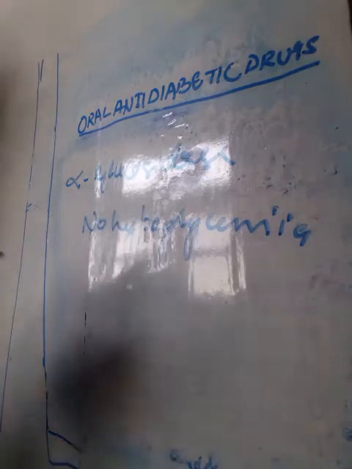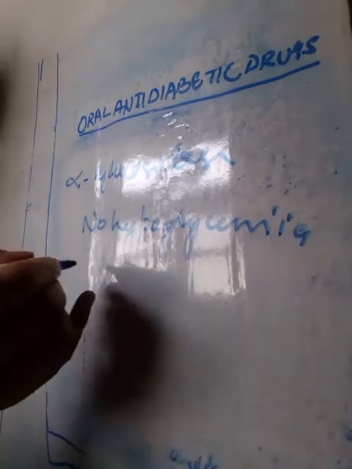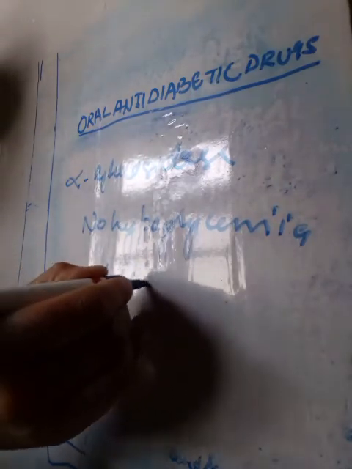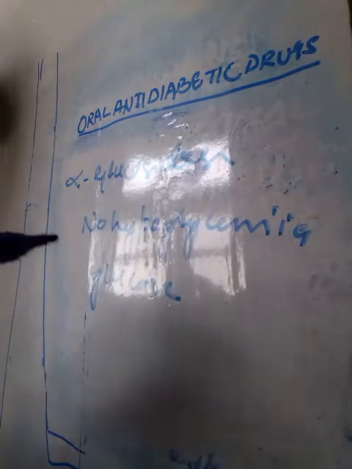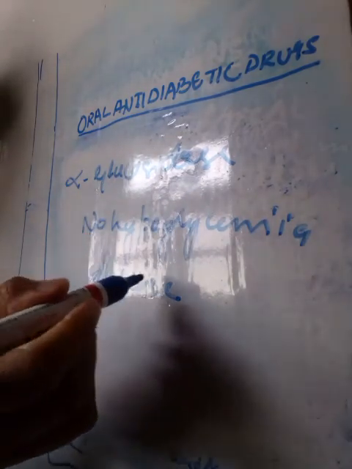However, if used with other antidiabetics and hypoglycemia occurs, then glucose should be given instead of sucrose, because sucrase is also inhibited by alpha-glucosidase inhibitors. So in that case, use glucose to avoid hypoglycemia.